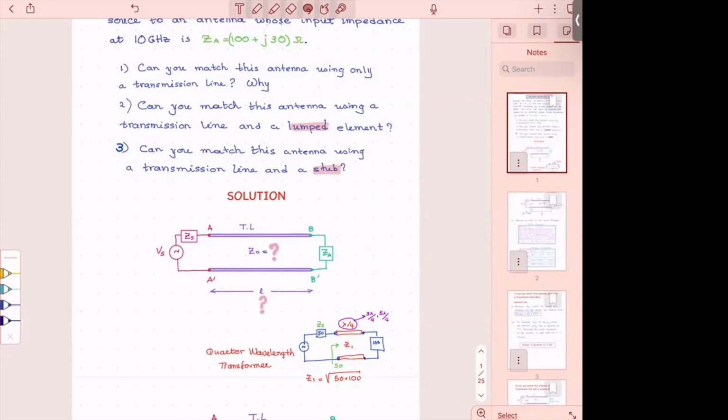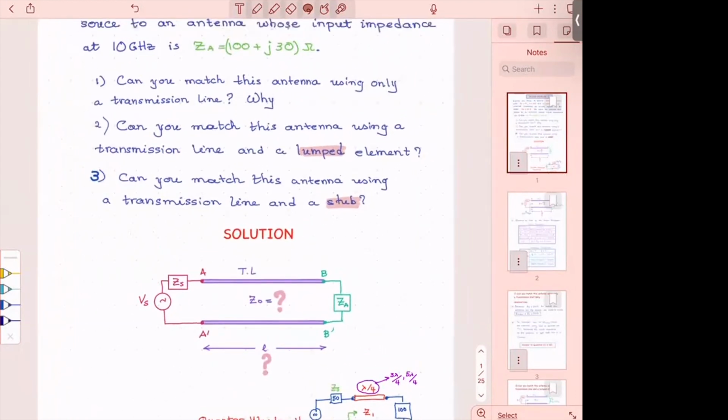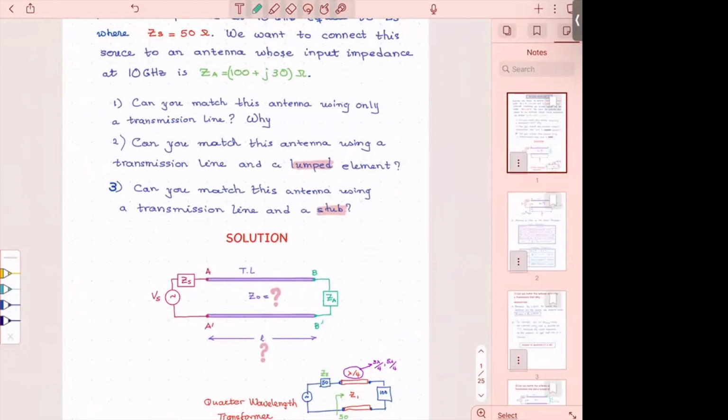One is a transmission line, which is a distributed element, plus a lumped element. And that approach is called the hybrid approach. So let me also write here to remember the terminology that I'm using. A transmission line, I will write it on the side, or any combination of transmission lines is a distributed element.